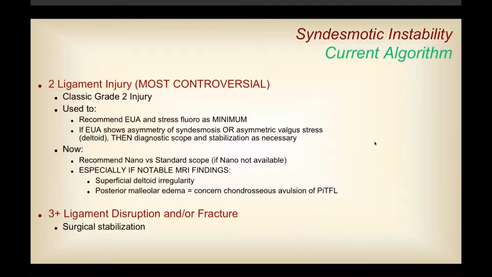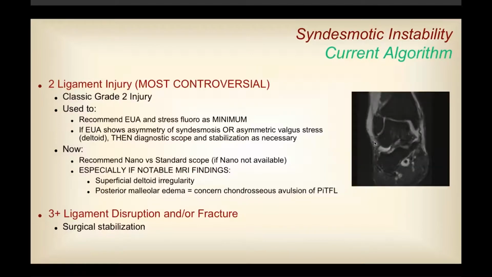The problem becomes these 2 ligament type injuries, which are the most controversial. These are the classic grade 2s. These are the ones that are the most difficult, and sometimes it's hard to fully appreciate grade 2 compared to maybe that isolated AITFL only. Sometimes it's the failure to progress that may take you to this. But with these, I used to recommend an EUA and a fluoroscopic exam under anesthesia as a minimum. And if that EUA showed asymmetry, then obviously a diagnostic scope and stabilization.